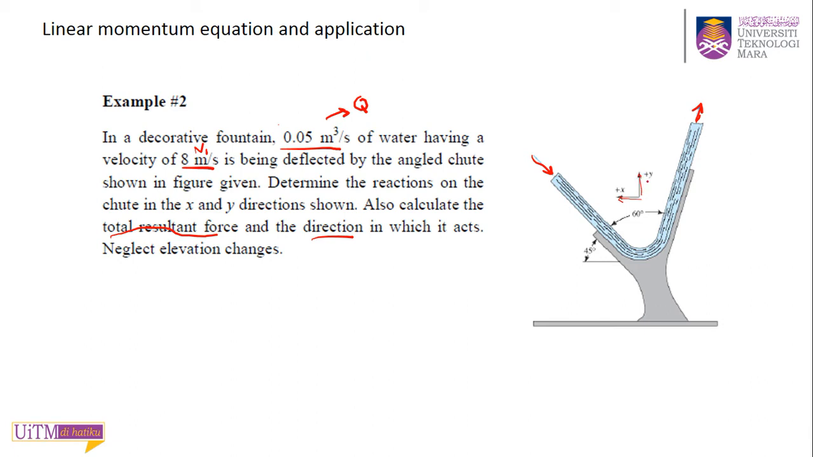So this is your V1. From this you need to label your V1 in X direction and also in Y direction, because you have this angle of 45 degrees. Similarly for your V2, you have V2 in Y direction and also in X direction. You need to find the angle here. They give 45 and 60 here.